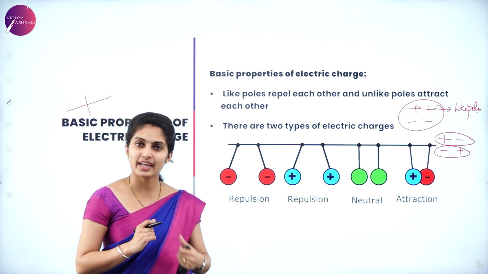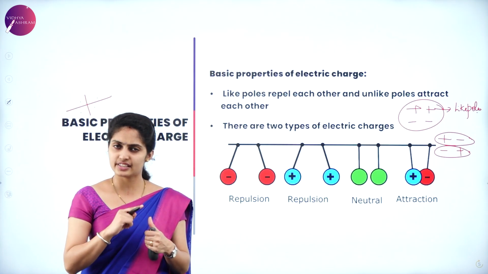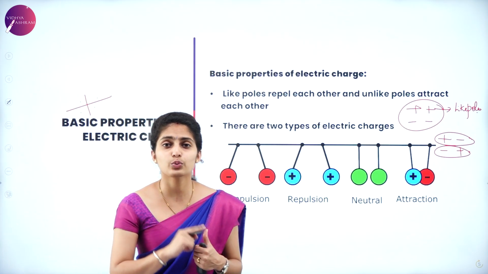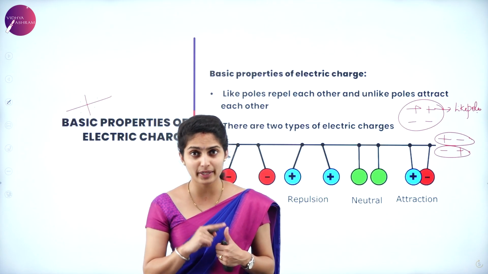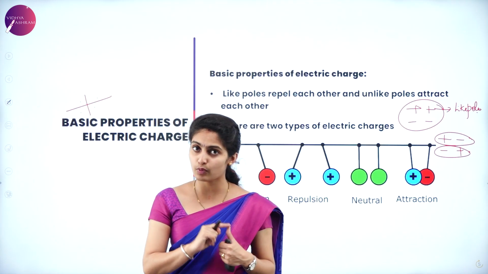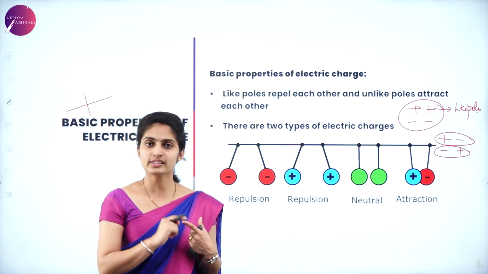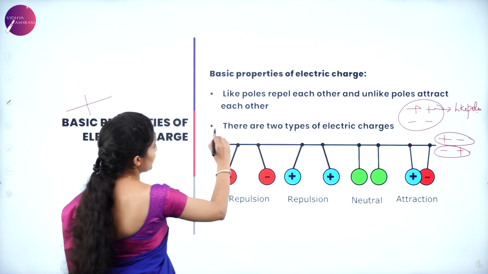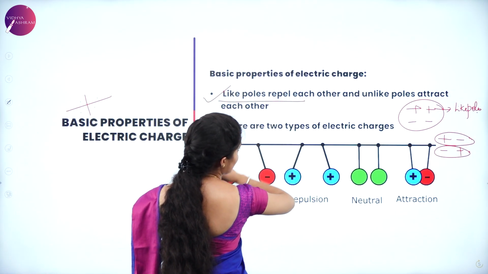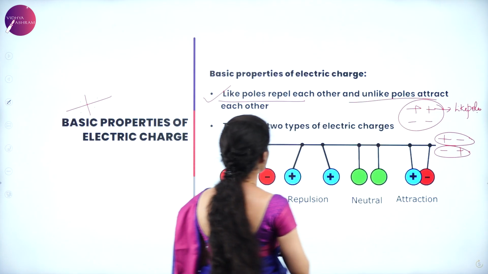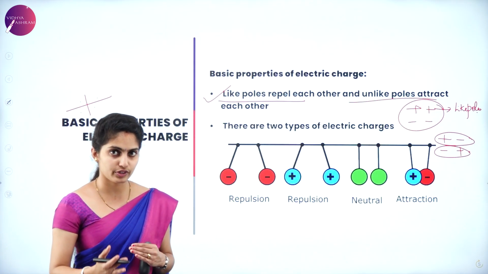So what is the main rule? It is a very easy rule, and you might have heard it throughout. Like poles repel each other, unlike poles attract each other. So that will be your first point: like poles repel and unlike poles attract each other.